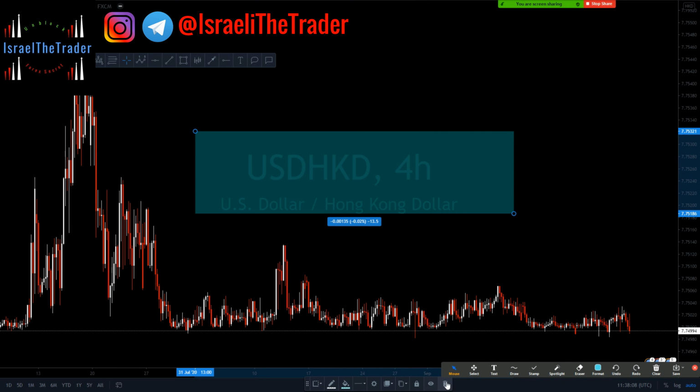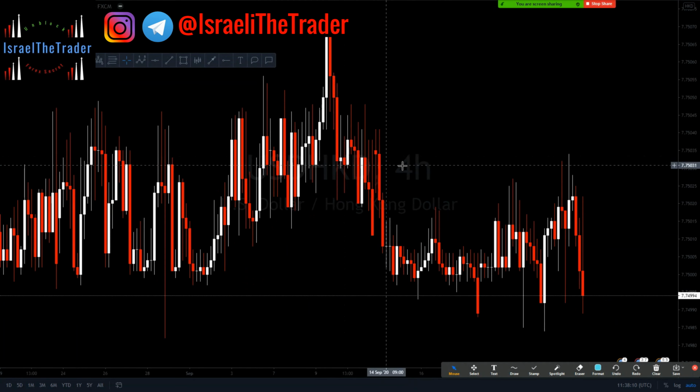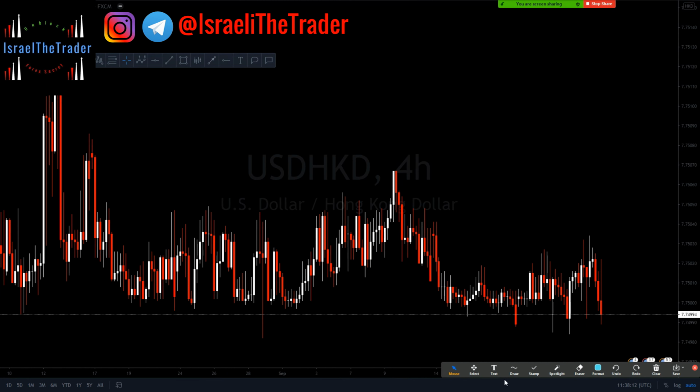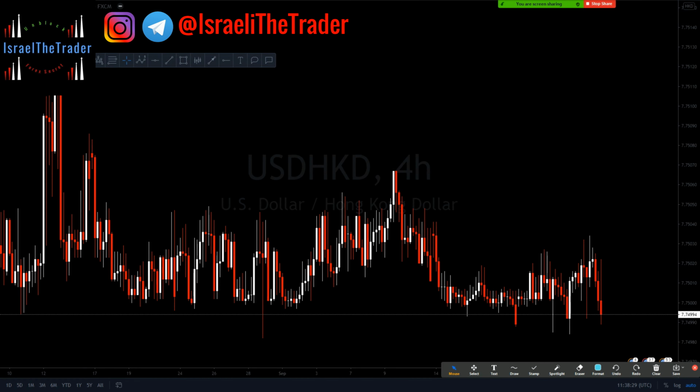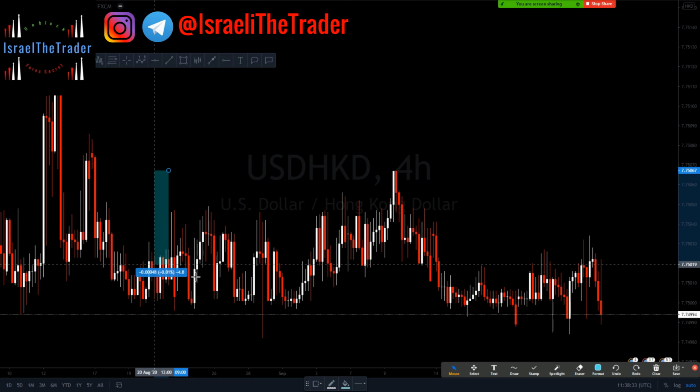But let's take for example, as you can see, this is USD HKD, and the market is just making a lower high, higher low, lower high, higher low move at this point, right? So this is what I call a ranging market in the Forex market, and I can easily identify that this place is ranging, right?